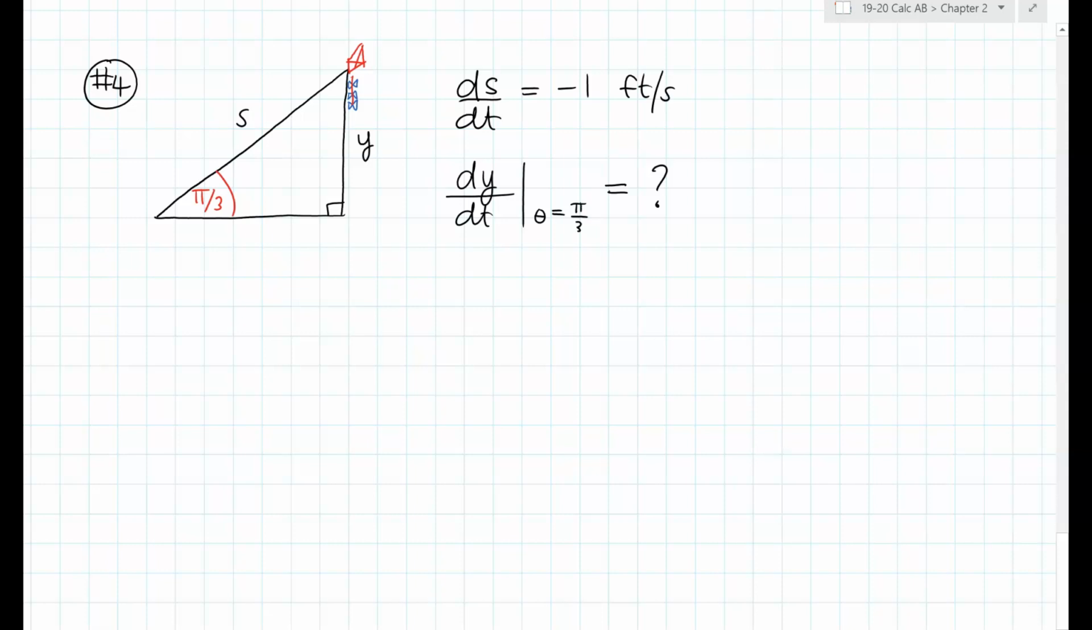We know sine. So I'm going to do sine theta is equal to y over s. Now, before you take your derivative, you've got to think this through. You could take your derivative of both sides and you'd be okay. You're just going to have to do a quotient rule on the right side. Or you can recall that they said that sine of my angle is constant. So sine of pi over 3, sine of 60 degrees, that's radical 3 over 2.